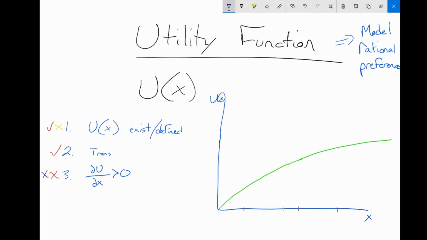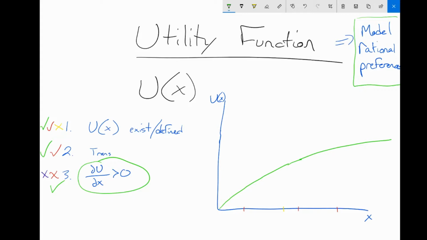Now, we've got one left, and it's our green one. Does this function satisfy? It exists. Okay, check. Transitivity should hold. Check. And then it is always increasing. The derivative is always positive, so check. Here is a good example of a utility function. A utility function is going to look something like this. All right, it satisfies the conditions of a rational model of preferences.